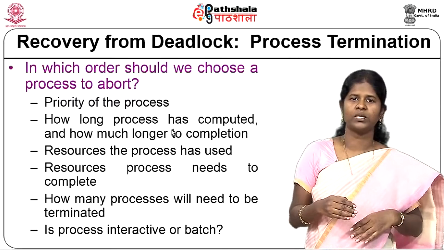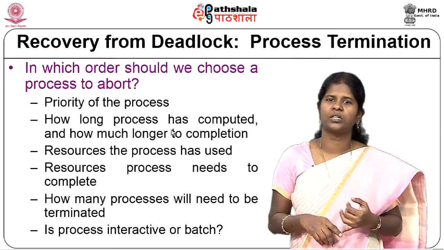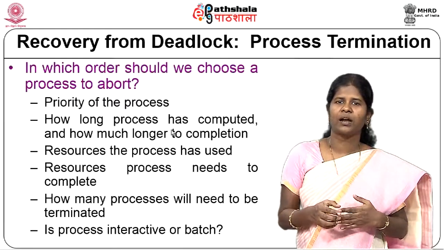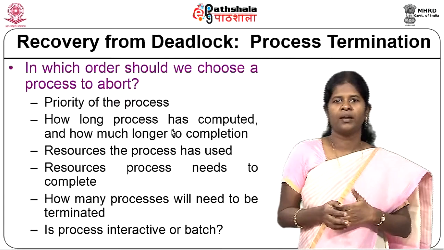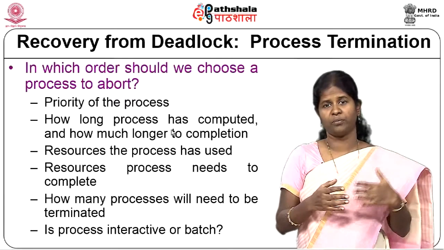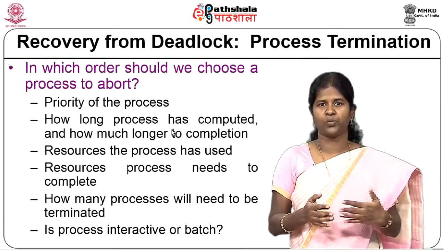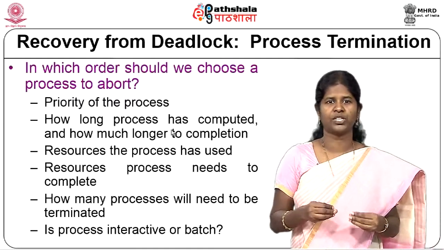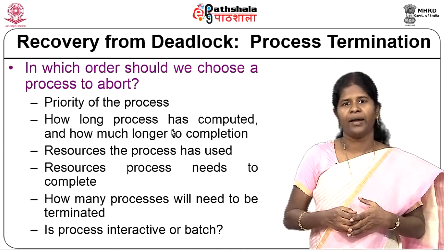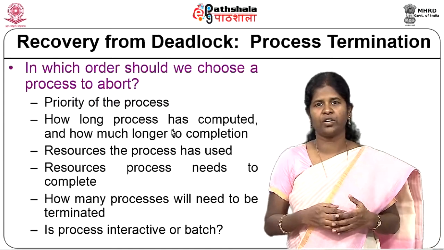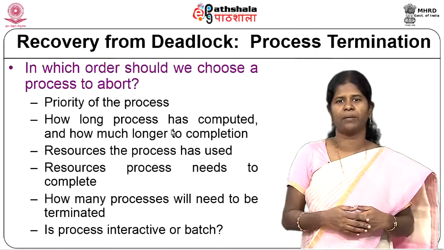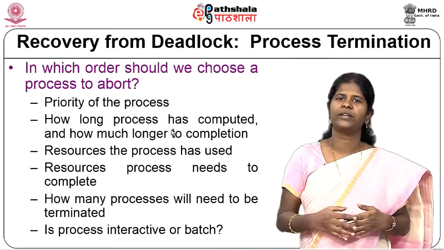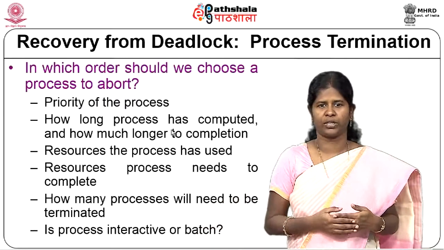Another way in which you choose a process is that you find out how many computations each process has completed. If a process has computed a lot, then it will not be aborted immediately. The process which has done only a small amount of computation will be aborted. You also need to find out how much longer it needs to complete. If it will complete quickly, then you do not abort that process. If it will take a long time to complete, then you can abort that process.